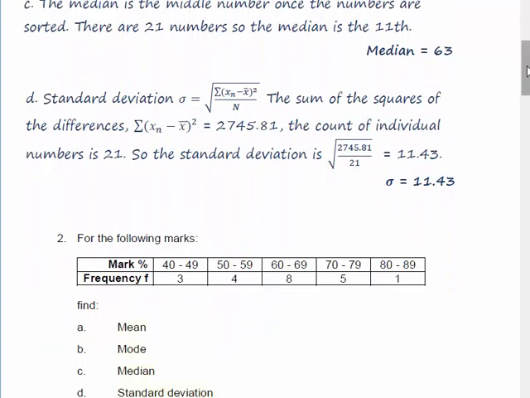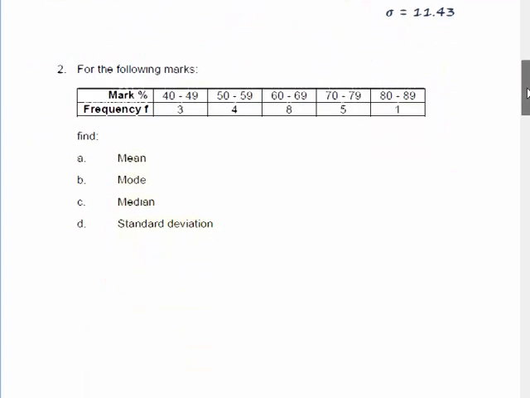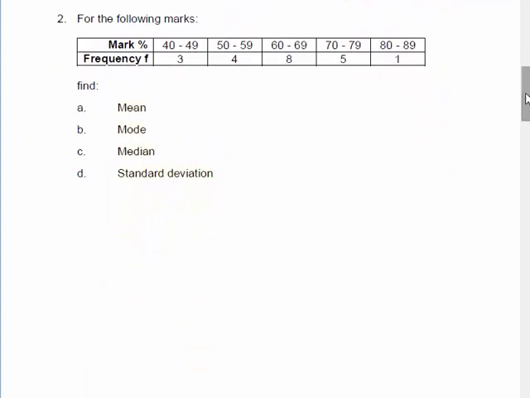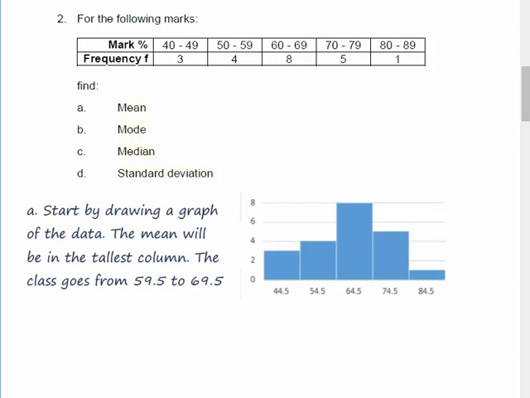Question 2. Given the following group data, find the mean, the mode, the median and the standard deviation. In questions of this sort, it's always a good idea to draw a quick sketch. So there's a sketch of our data. The classes go from 40 to 49, so the middle of the class is going to be halfway along there, which is 44.5. The next class is 54.5, 64.5 and so on.